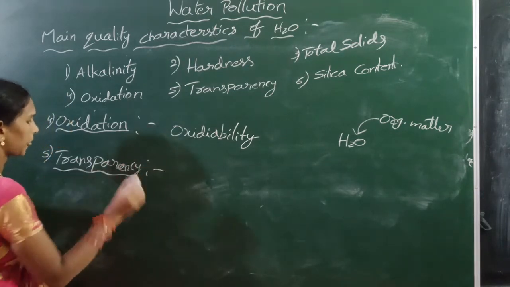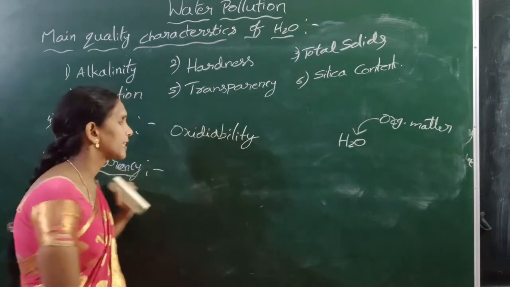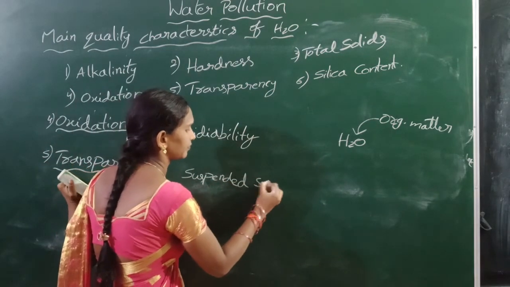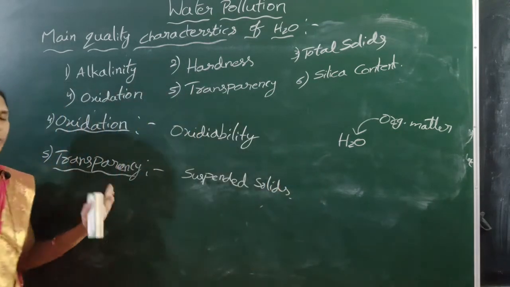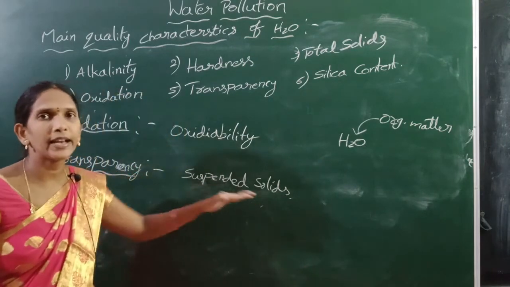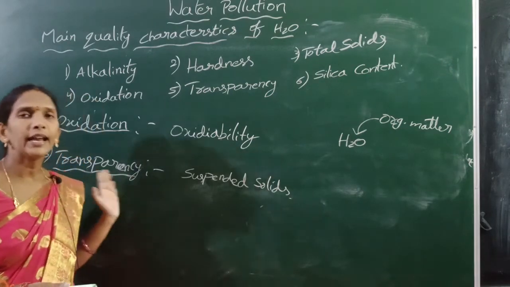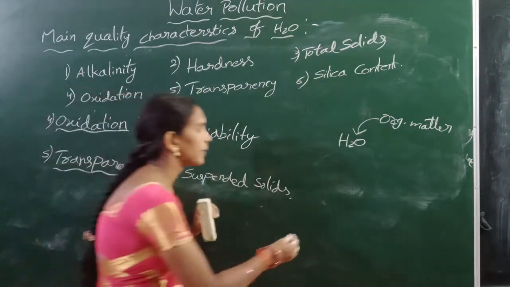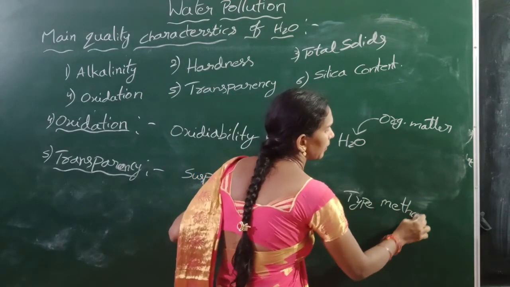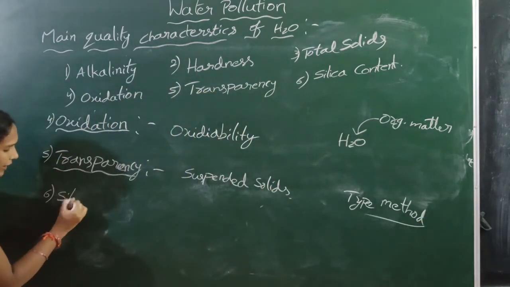Transparency means it characterizes the concentration of suspended solids. That is called transparency. You can determine the transparency by type method. The next one is silica content.